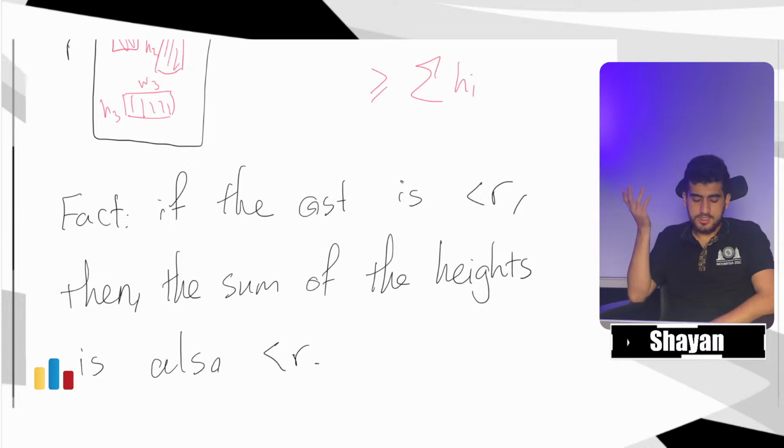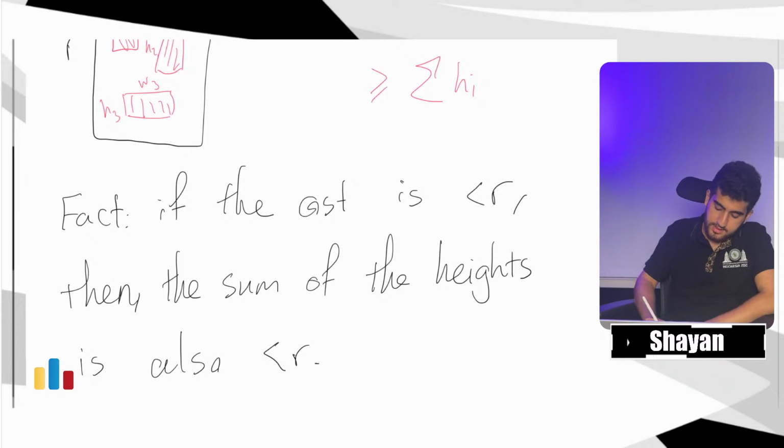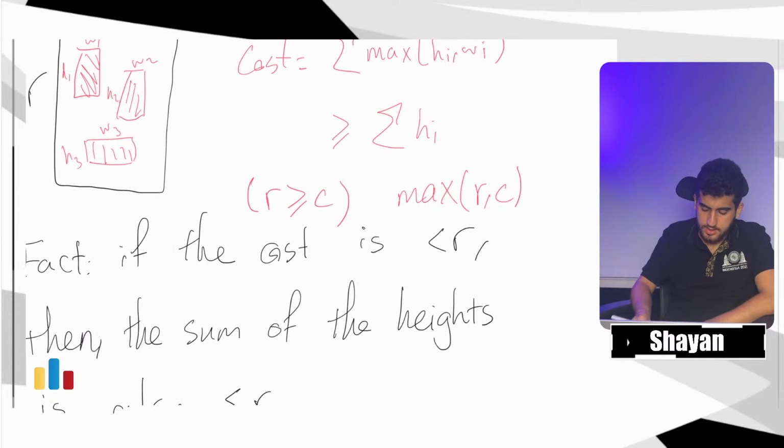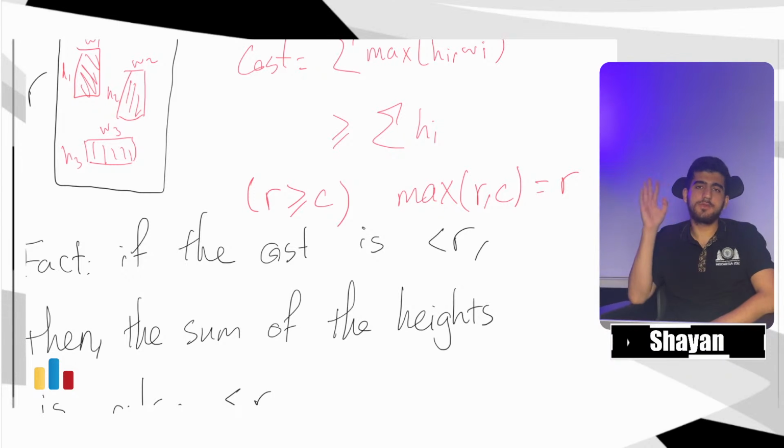So if the cost is less than r, and do not forget that I'm assuming that r is greater than or equal to c. If we choose the whole grid, our cost is going to be the maximum of r and c, which is going to be r. Without loss of generality, I assume that r is greater than or equal to c. If c is greater than or equal to r, that's completely the same. Only the variables c and r will change, and I will consider columns instead of the rows.